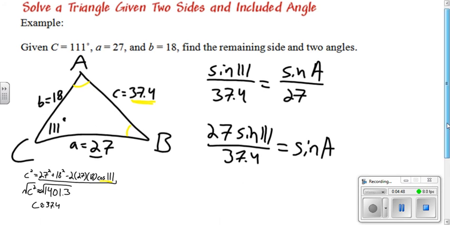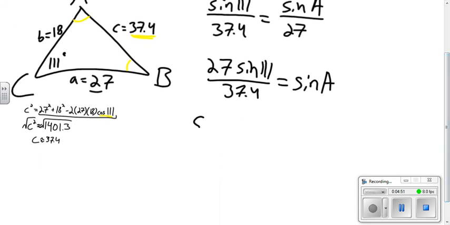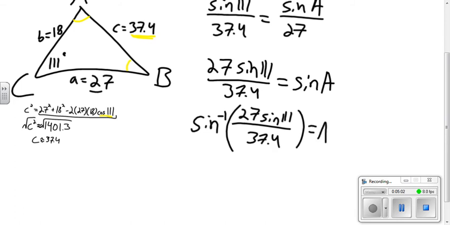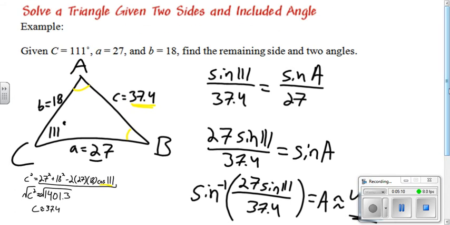Now we need to take the arc sine of our entire left side over here, 27 sine 111 over 37.4 equals A, which means that A comes out to approximately 42 degrees, rounded to the nearest degree. I'm going to write that in here.